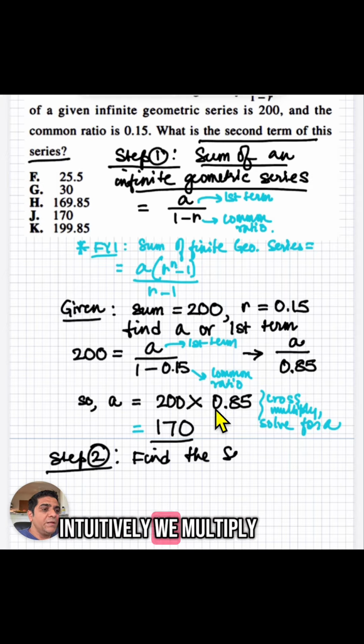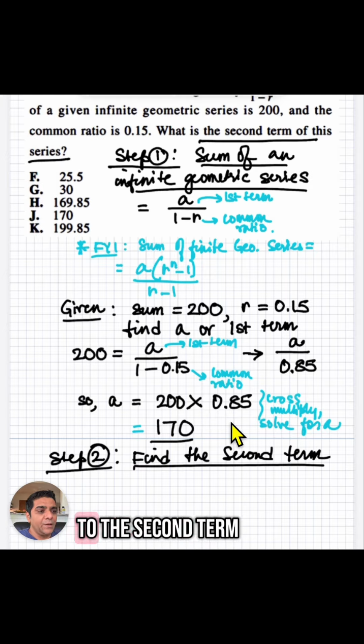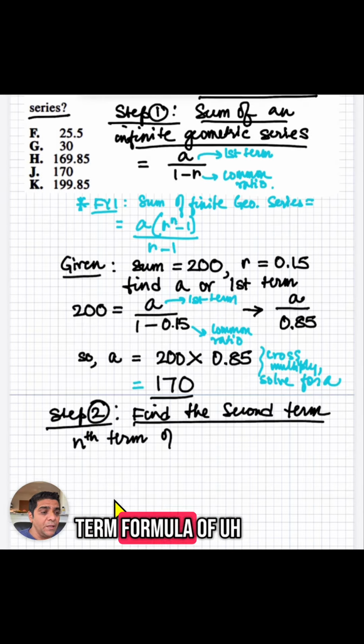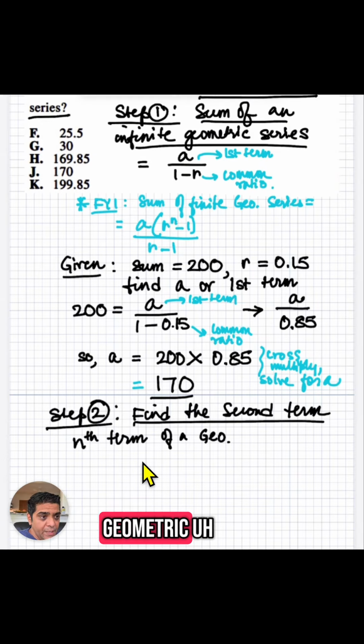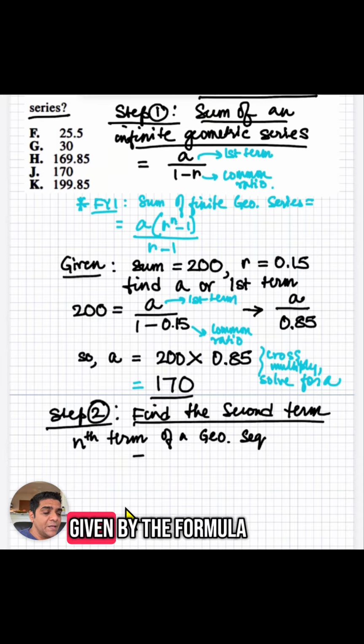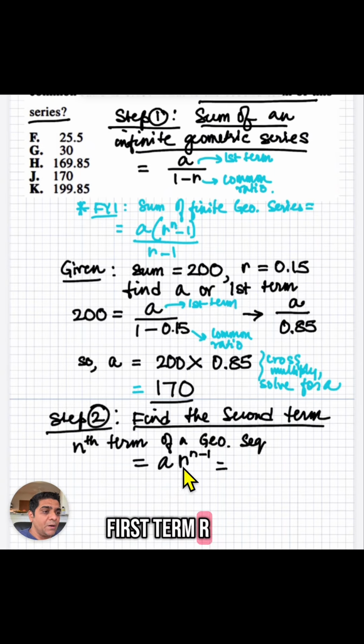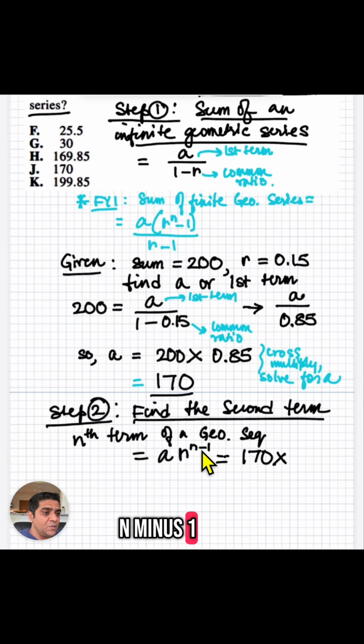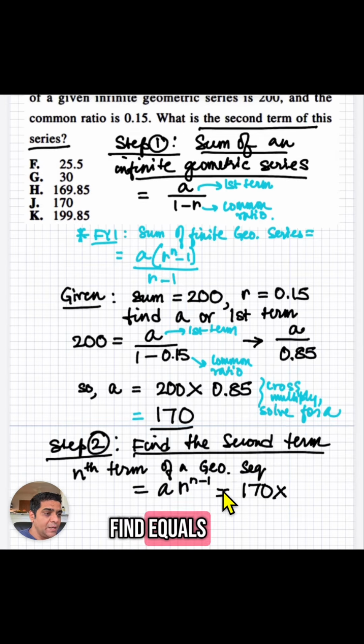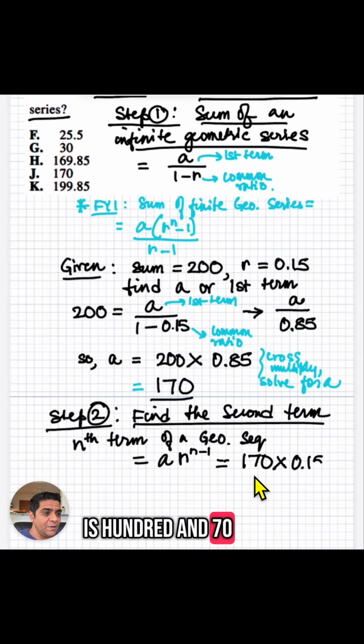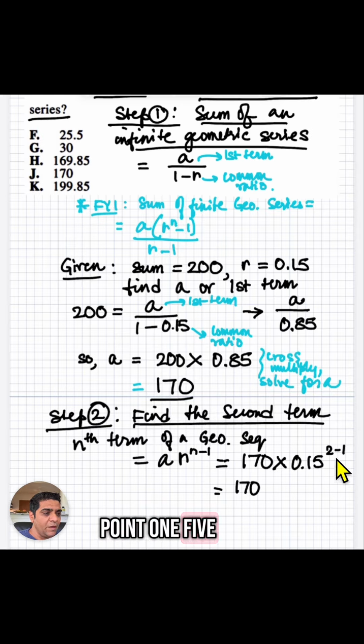So we know intuitively we multiply by the common ratio and we'll get to the second term, but let's see what the formula is so we can substitute into it. The nth term formula of a geometric sequence is given by a times r to the power of n minus 1, where a is the first term, r is the common ratio, and n is the term you're trying to find. So a is 170, the first term we just calculated, times the common ratio 0.15 to the power of 2 minus 1. Here 2 is the second term we need to find, and 2 minus 1 is 1.